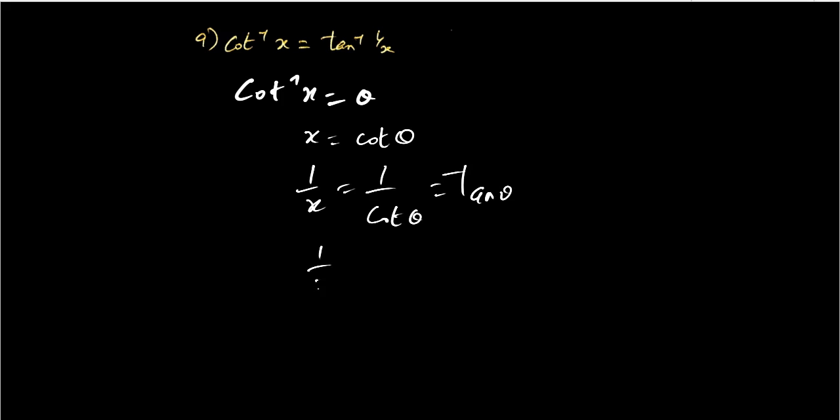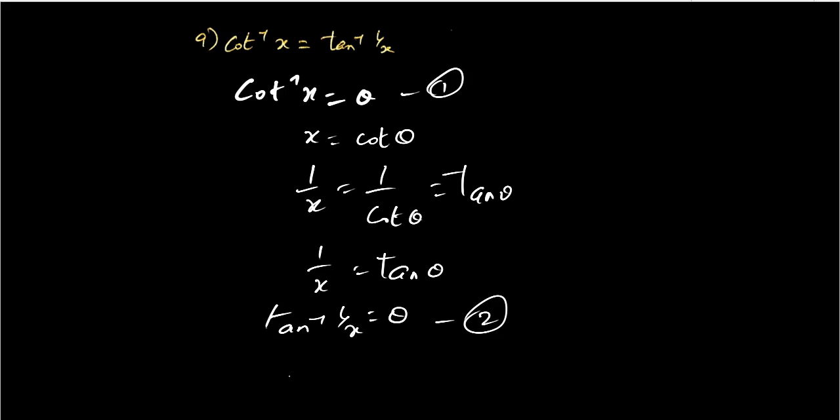So 1 by x is equal to tan theta. Now if we bring tan to the left hand side, tan inverse of 1 by x is equal to theta. From equations 1 and 2, it shows that cot inverse of x is equal to tan inverse of 1 by x.